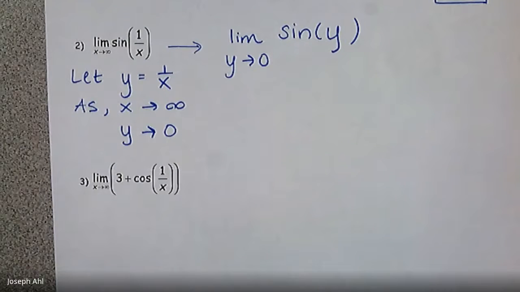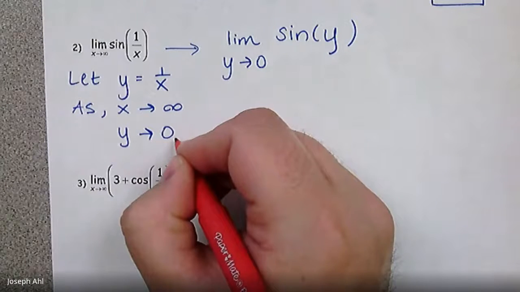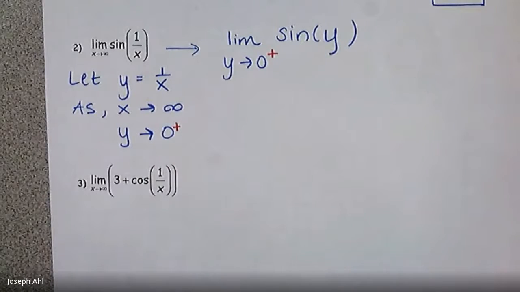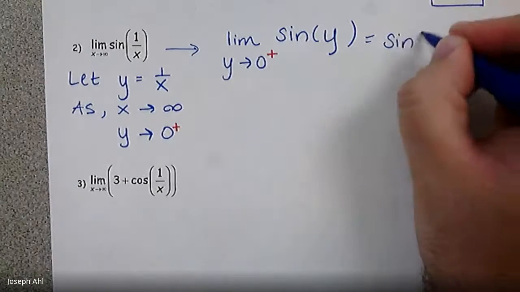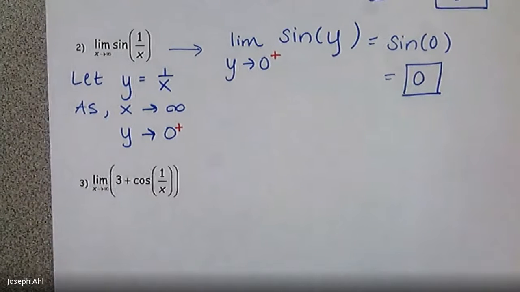Now, one quick note is that as x goes to infinity, y is going to 0, but it's approaching 0 from above the x-axis. So we might want to just put a little plus there to indicate that. Okay, you'll see that commonly written, that it's technically a one-sided limit now. As x goes to negative infinity, we'd be approaching 0 from below it, so we might put a negative in that space. So the limit as y goes to 0 in this case is going to be sine of 0, and sine of 0 is in fact 0. So the correct answer to number 2 is 0.